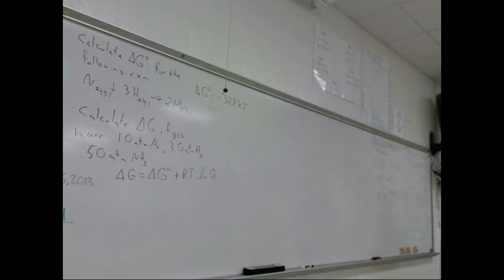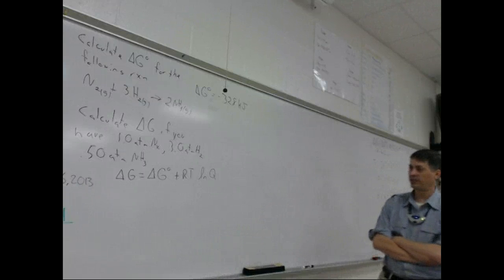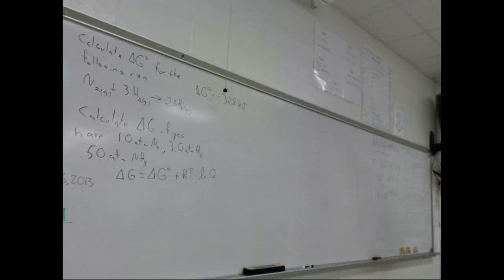Okay. Calculate delta G, meaning not at standard conditions, if you have 1 atmosphere of N2, 3 atmospheres of H2, and 0.5 atmospheres of NH3.